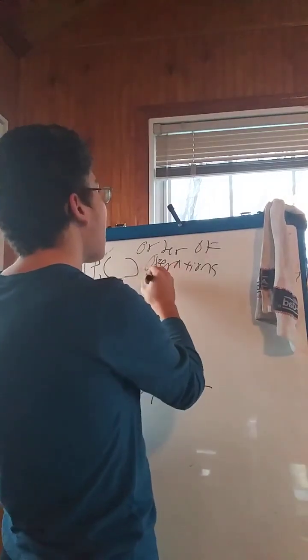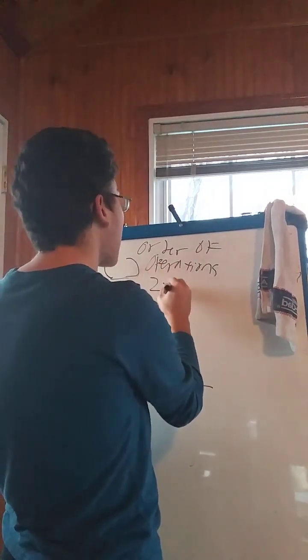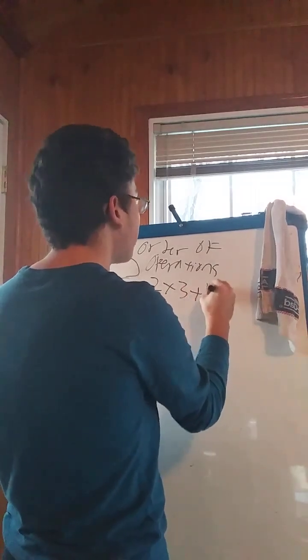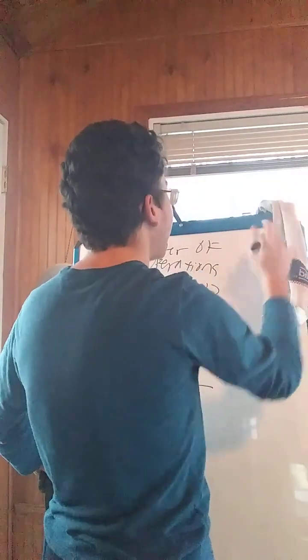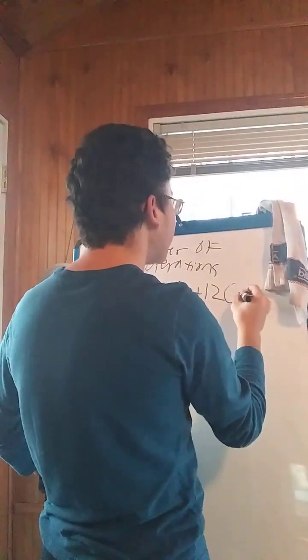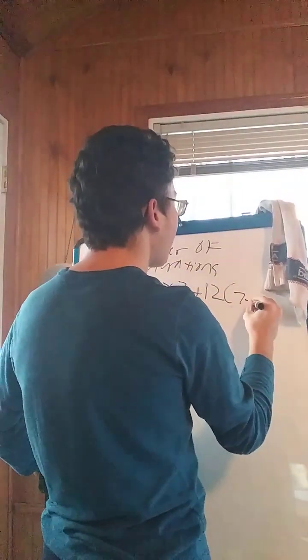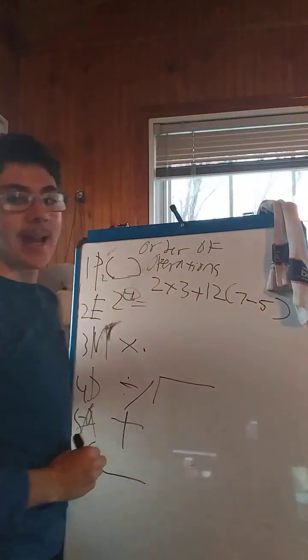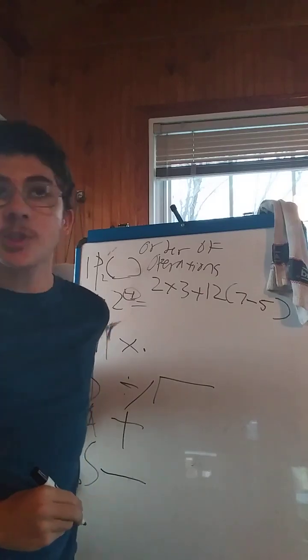So let's start out with 2 times (3 plus 12), and then the parentheses is going to be 7 minus 5. Okay, so we have this equation here.